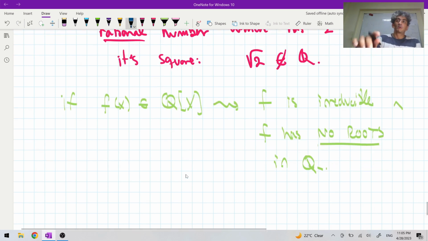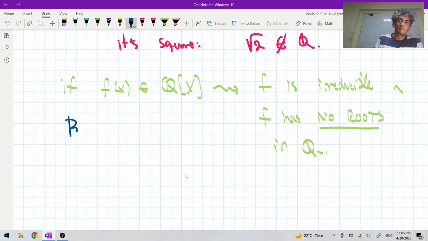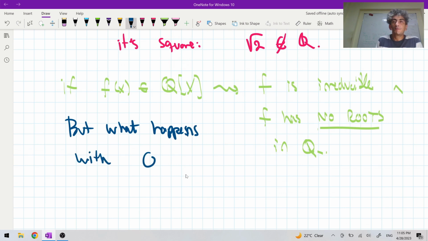But what happens with the fact that the rational numbers can be seen as a subset of the real numbers? What happens with that fact?